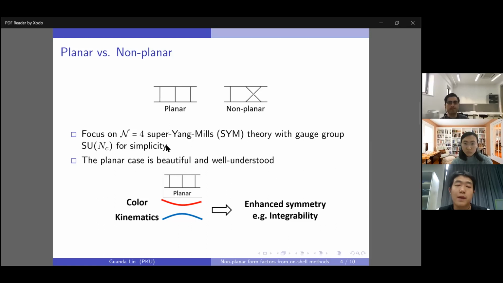For simplicity, we will only focus on N=4 super Yang-Mills theory. In this theory, there are two types of diagrams. The first is planar diagrams, and the second is non-planar diagrams. The planar case is actually beautiful and well understood. It's partly because the color part and the kinematics part are decoupled in the planar case. This leads to enhanced symmetry, such as integrability.